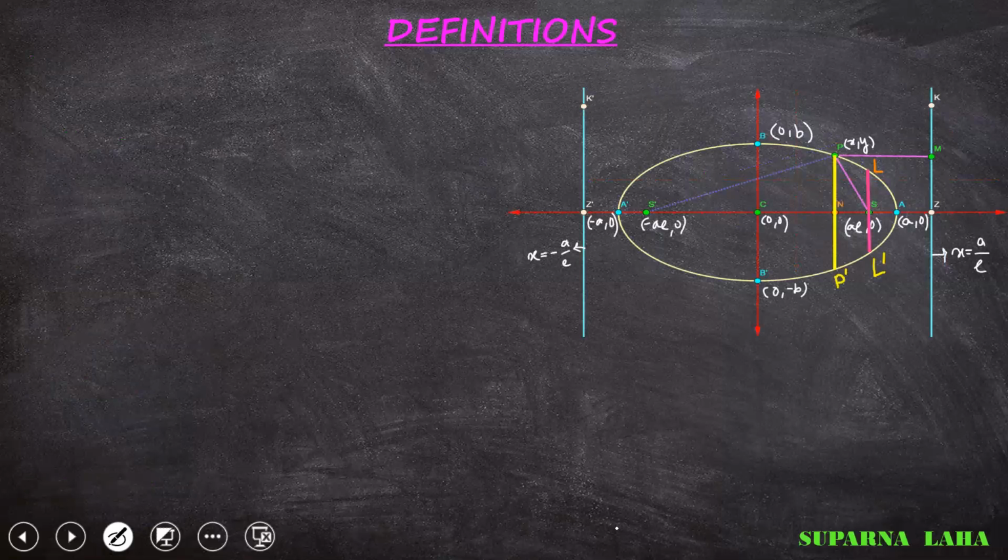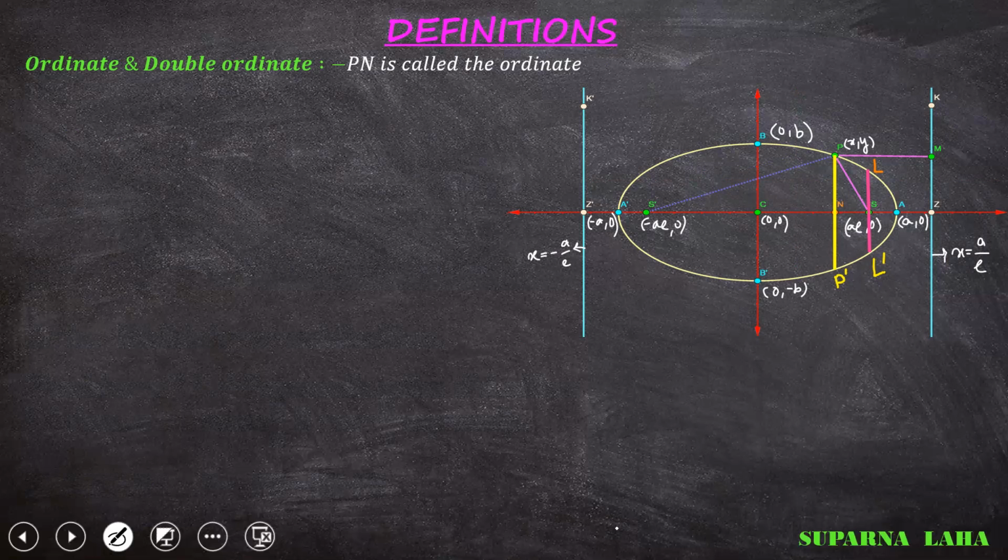Next, the ordinate and the double ordinate. So look at the figure here. Here we are taking PN and just extending PN to P dash. So P dash is on the ellipse. This point is on the ellipse. So PN is called the ordinate and PP dash is called the double ordinate. And if the double ordinate passes through the focus, we call this the latus rectum. So here, look, LL dash is called the latus rectum.